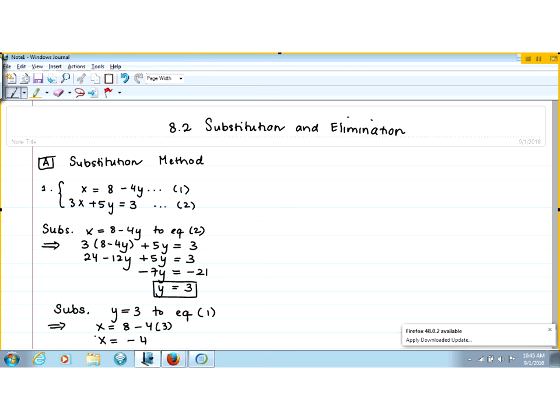Negative 4, right? Okay. So what is my solution? In ordered pair, negative 4, comma 3. Now in MyMathLab, if you're asked to write down an ordered pair, remember to put the parentheses, because the ordered pair contains parentheses. So it's going to say, enter your answer as ordered pair. So you're going to include the parentheses because your ordered pair comes with parentheses.